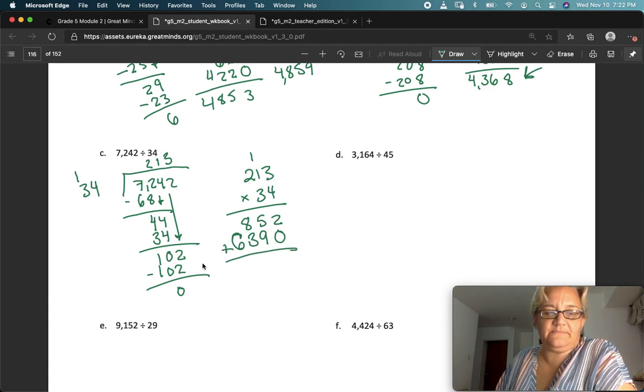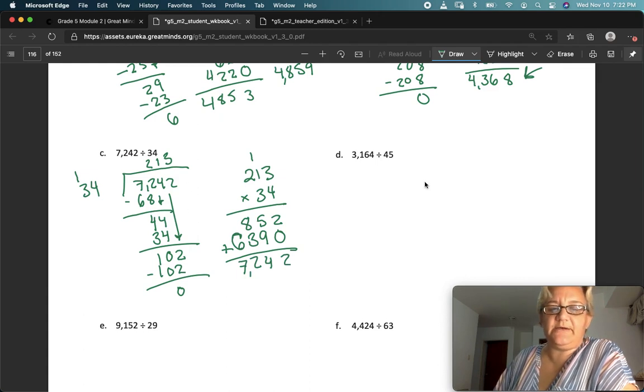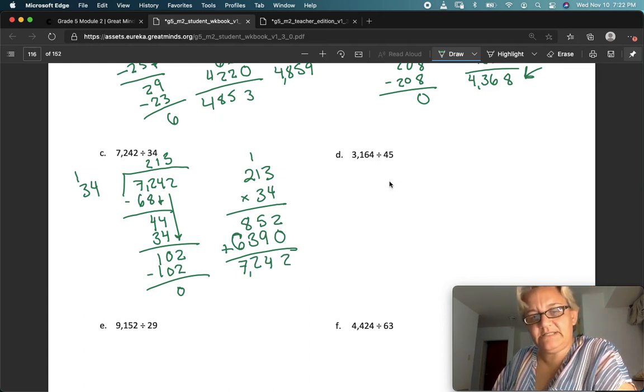Then add 2, 14, 9, 10, 11, 12. Carry the 1, 7. 7,242. Works out. Letter D.